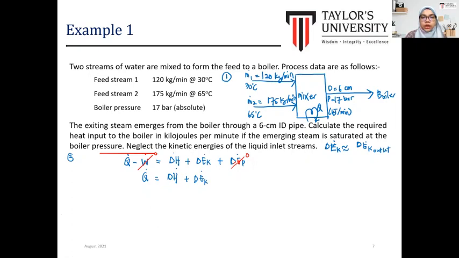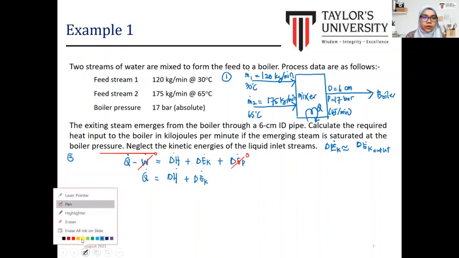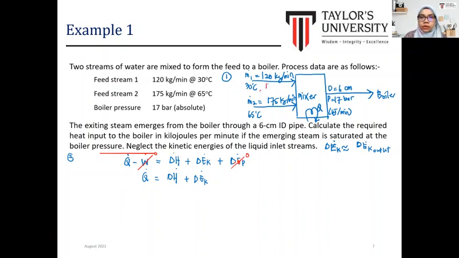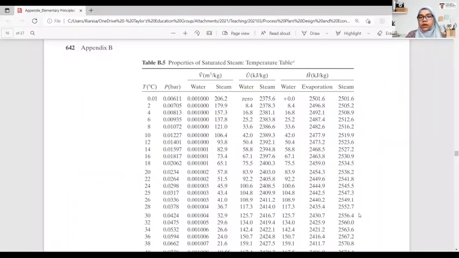So we need to find the value of enthalpy here. So how can you find this value? So maybe this is H1, H2, and then your H3 here. Okay, so we need to refer to the reference table here. Let me share it with you. I already uploaded this reference table, so you may refer to this.